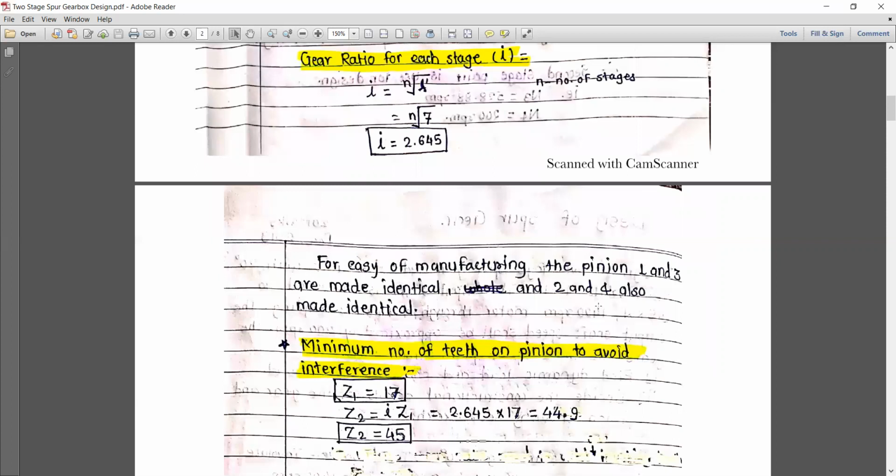So these will remain the same. When I design pinion number 1, it will be similar to number 3. The dimensions of 1 and 3 will be the same. And similarly, when we design gear number 2, it is identical with gear number 4. So the dimensions of 2 and 4 will be the same.